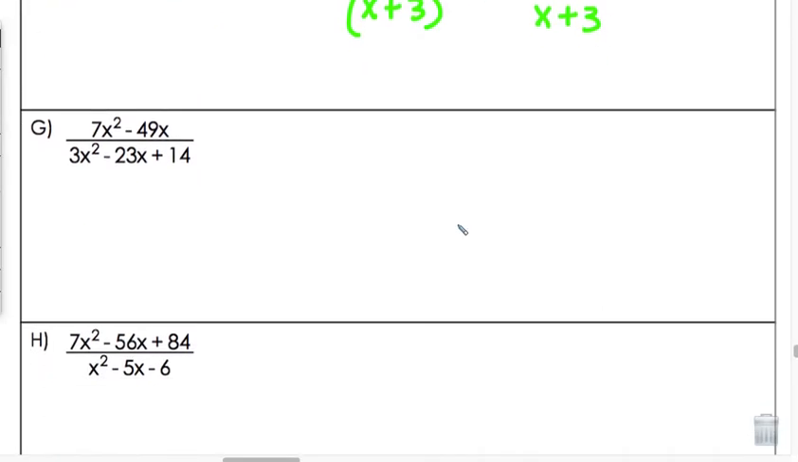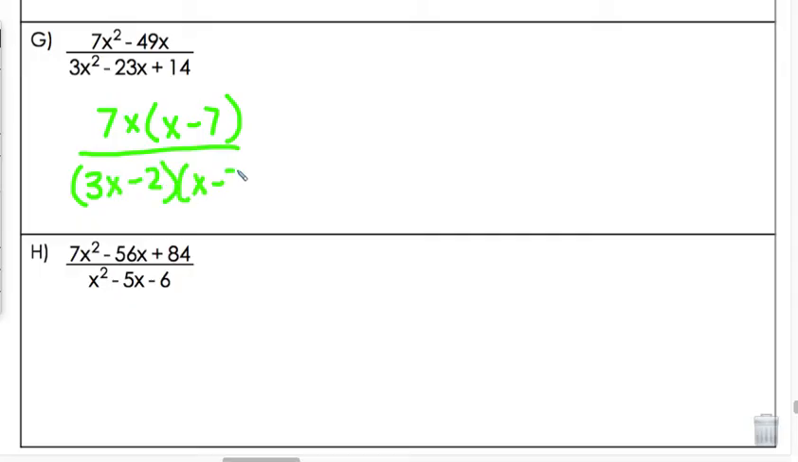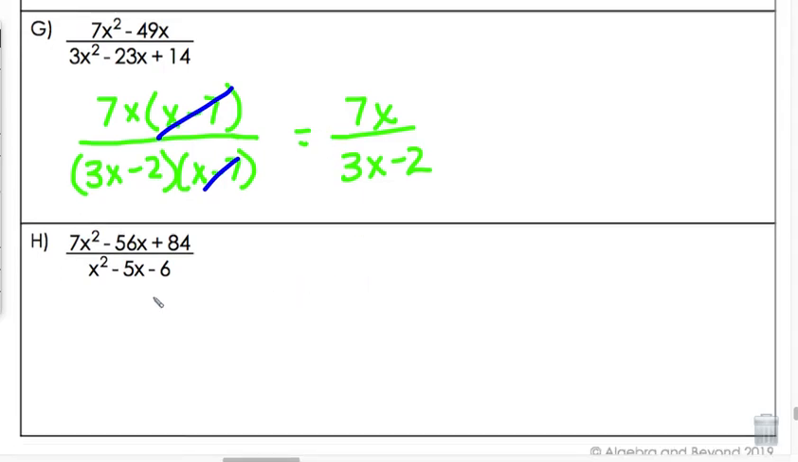Okay, let's scroll down to letter G. Again, I'm going to have to factor now, both the numerator and the denominator this time. So in the numerator, I'm going to factor out a 7x. I'm left with x minus 7 divided by, when you factor this, you will get 3x minus 2 times x minus 7. Okay, and I can see that my x minus 7's cancel. So I'm left with 7x over 3x minus 2. Okay, and we have one more example.